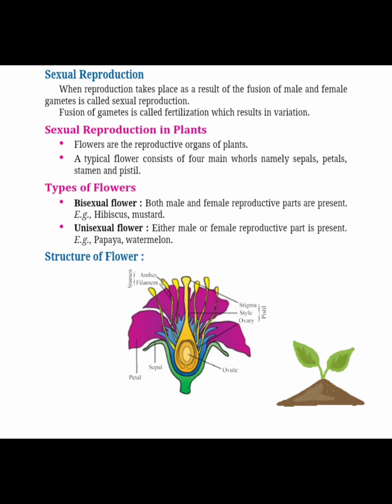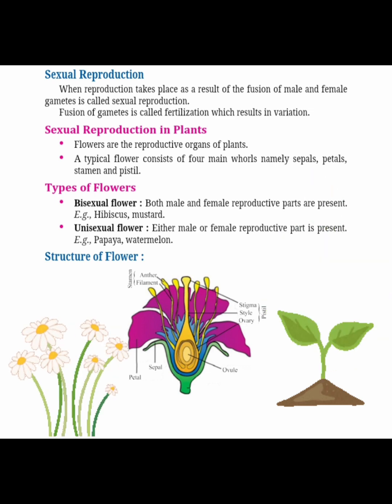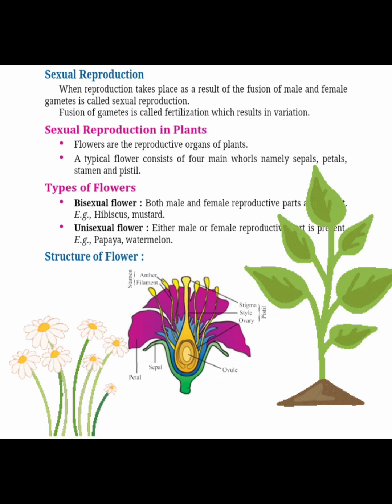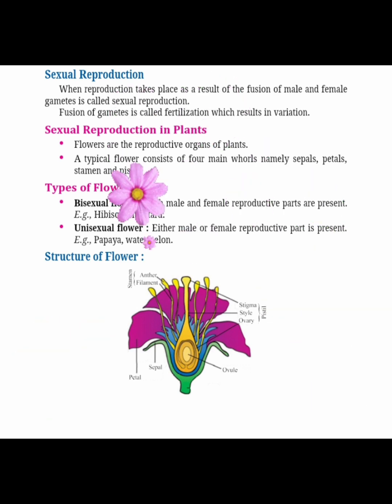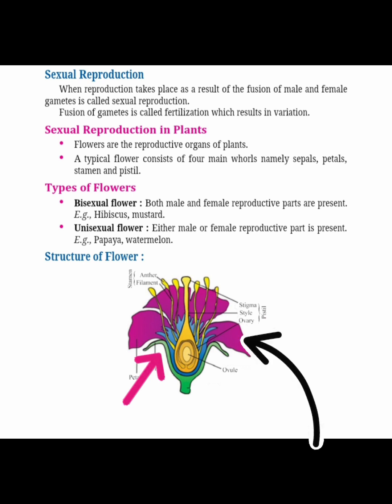First, let us study sexual reproduction in plants. Can you tell me which are the reproductive organs in plants? Flowers. Yes, flowers are the reproductive organs of plants. A typical flower consists of four main whorls, namely sepals, petals, stamen, and pistil.